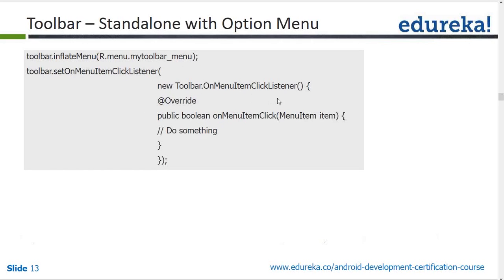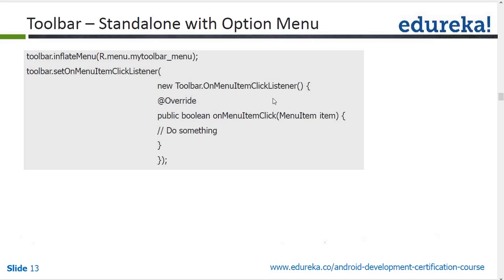So what you can do is you can also add items on your toolbar. Let's say I want to add the delete icon on my toolbar. I can simply say toolbar.setMenu, and I will add a menu to the toolbar which would have a delete icon. And if you want to get the callback when the user presses the delete icon, you can say something like toolbar.setOnMenuItemClickListener.